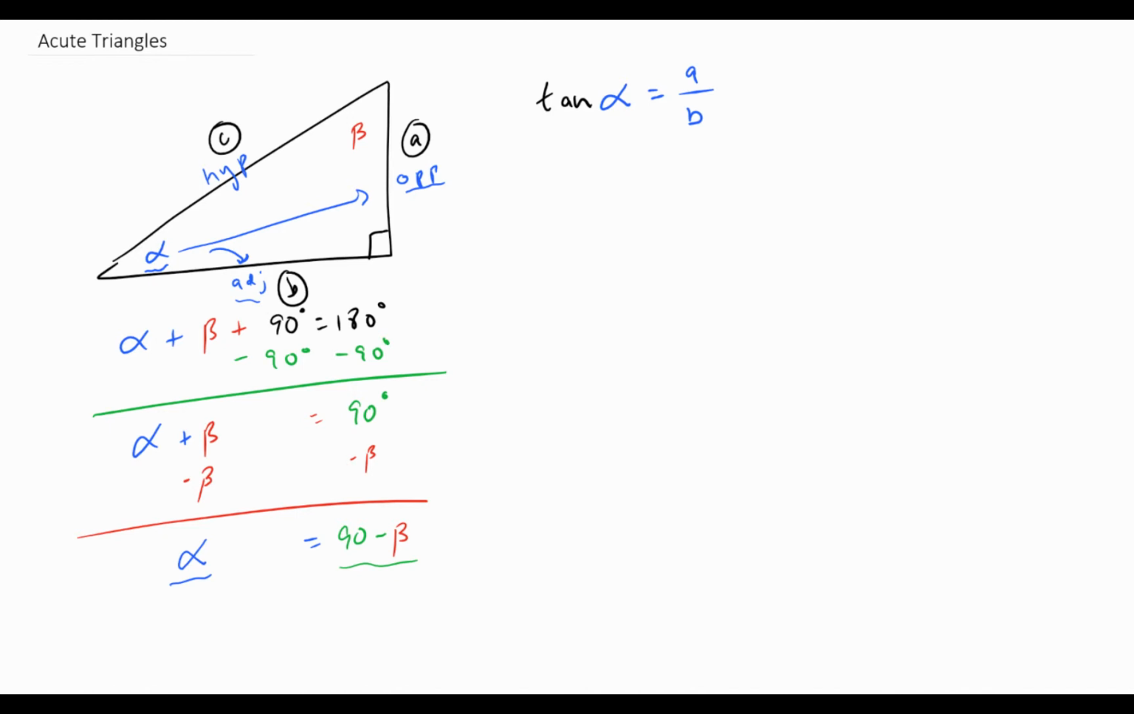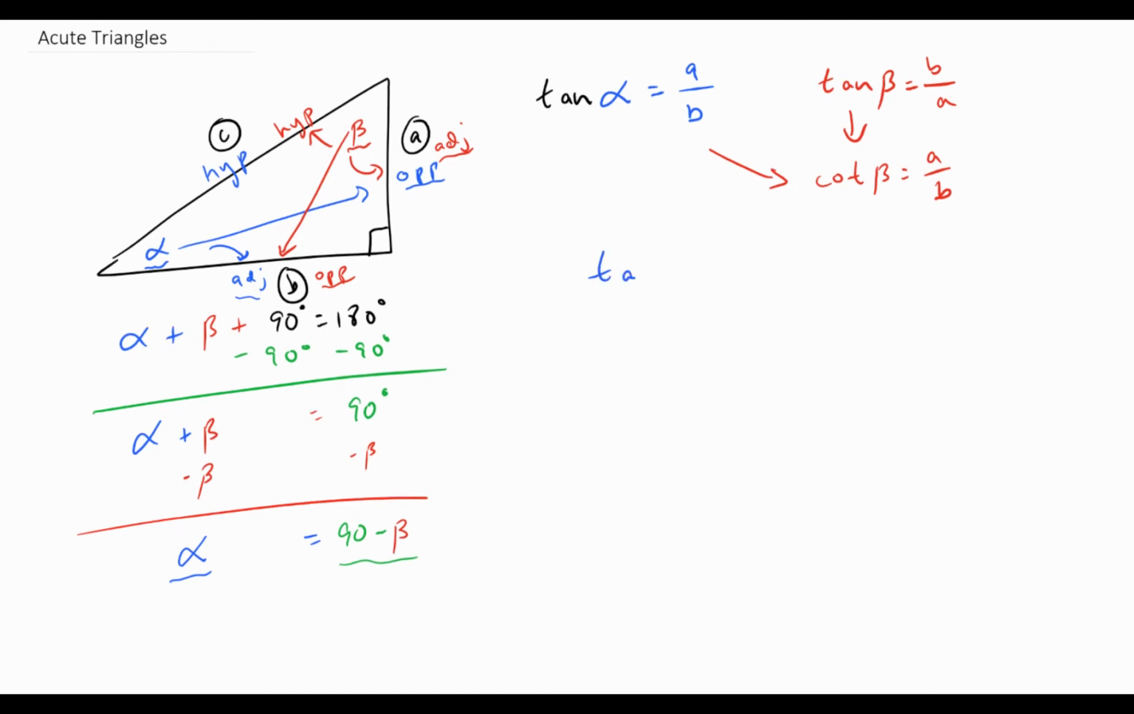Now I'm going to do the same thing, except with respect to my other angle, beta. And so tangent of beta is just equal to the opposite side, B, over the adjacent side, A. As it turns out then, I know that cotangent of beta is just going to be equal to the reciprocal, or A over B, which is the same as tangent of alpha. Well, in that case, I know that tangent of alpha is equal to cotangent of beta.